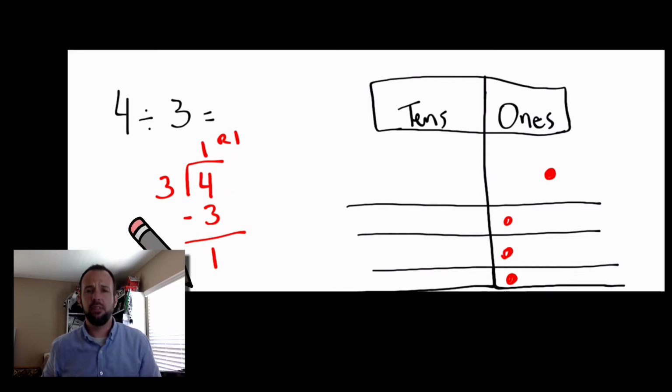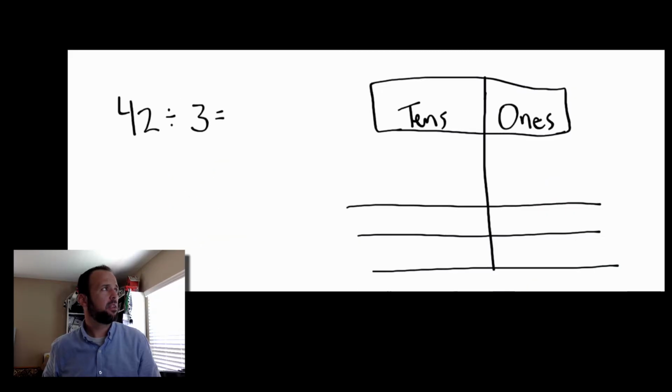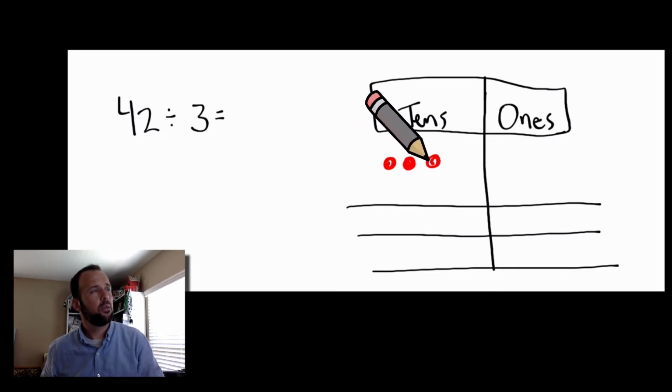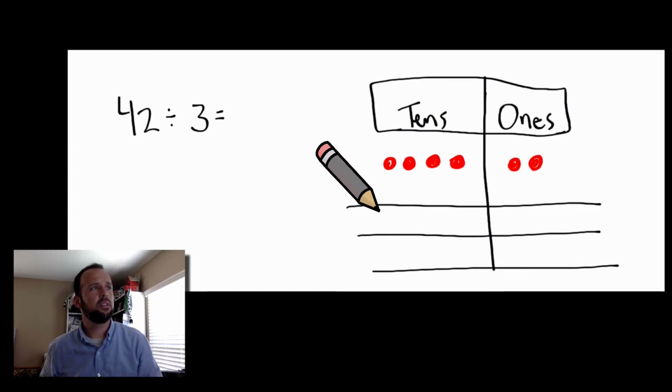So that was easy enough. Let's go a little bit further with this, see if we can challenge ourselves a little bit. And here we have 42 divided by 3. So now we're working in some tens. If I was going to represent this with my tens and my ones, I would have to do 4 tens. 1, 2, 3, 4 tens. 2 ones. 1, 2. It's easy enough.